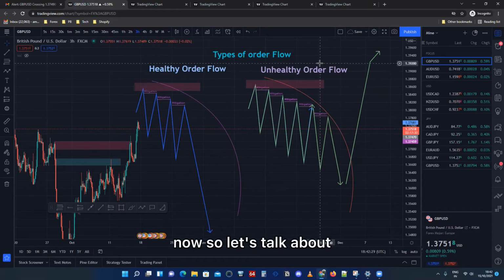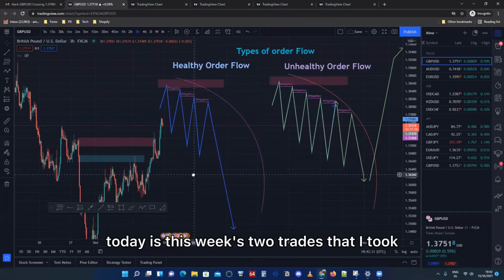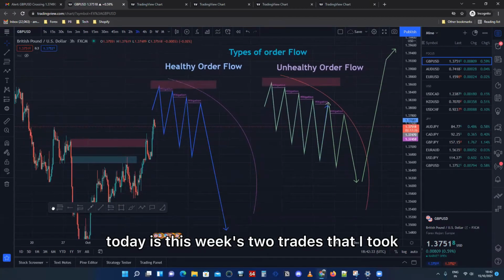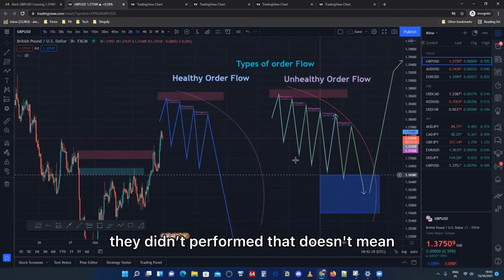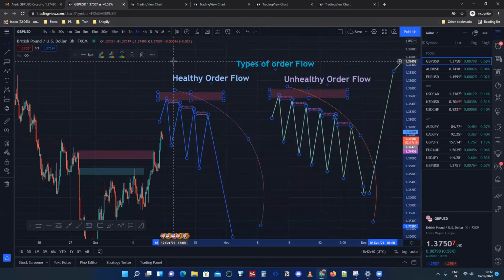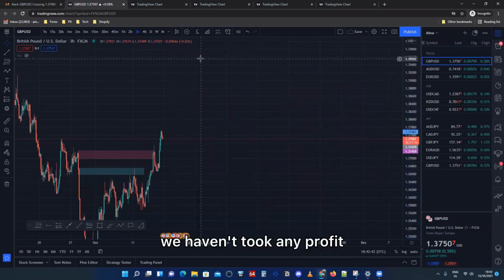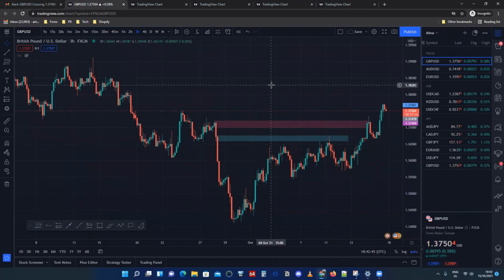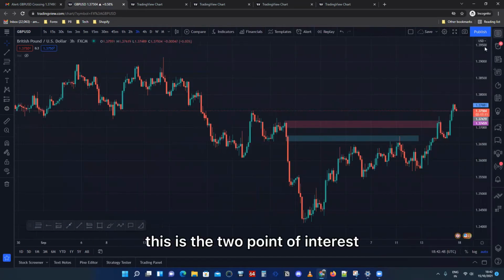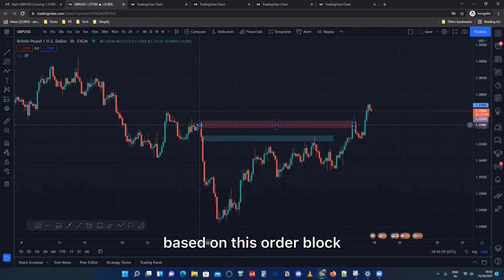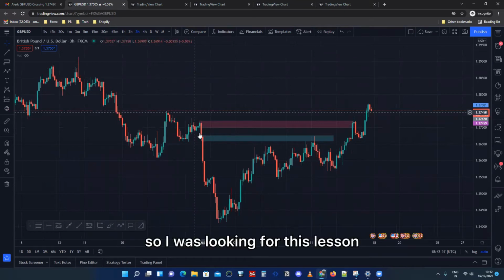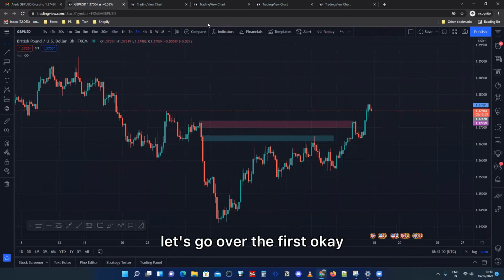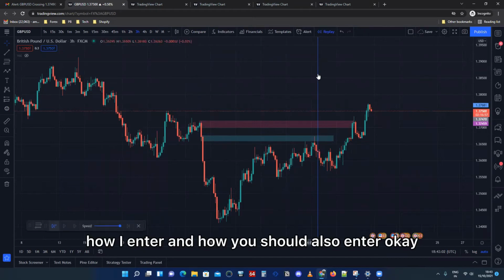Now let's talk about this week's two trades that I took, but both of them failed. They didn't perform, but that doesn't mean we haven't taken any profit. This is what we set for: the two points of interest based on the daily order block I sent in the weekly outlook video. So I was looking for this. Let's go for the first, how I entered and how you should also enter.